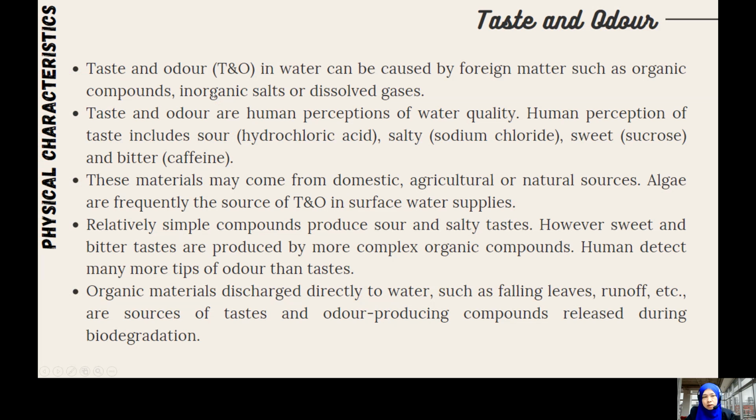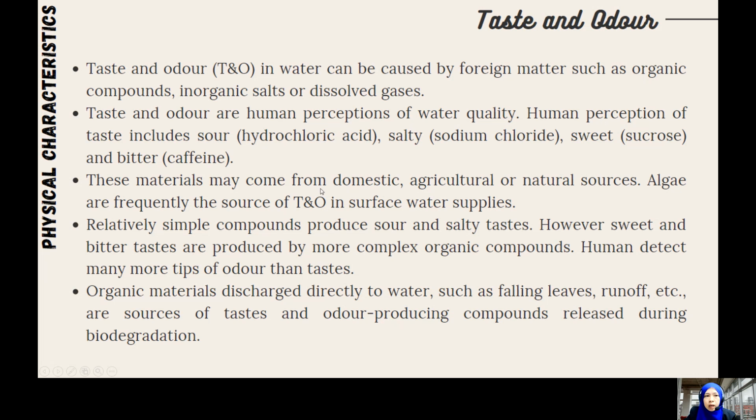Okay, for taste and odor, TNO in water can be caused by foreign matter such as organic compounds, inorganic salts or dissolved gases. Taste and odor are human perception of water quality.